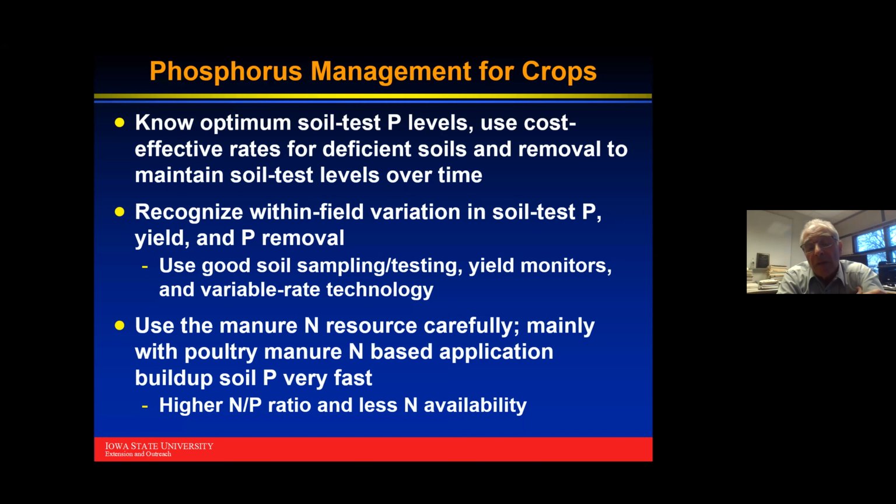We should recognize within-field variation in soil test P, yield, and removal. As you know, I have been working a lot with soil sampling and testing and variable rate technology. I think this is something that is available and most people should be using today. And then, especially in Iowa, of course, we want to use the nitrogen in manure, but this has to be used carefully because, especially with poultry manure, with N-based application, the soil test P builds up very fast. And of course, with any manure in continuous corn.